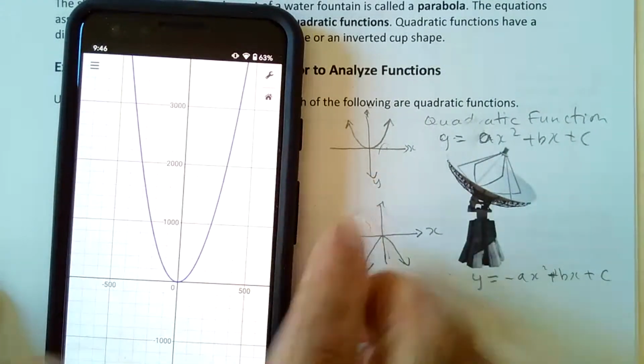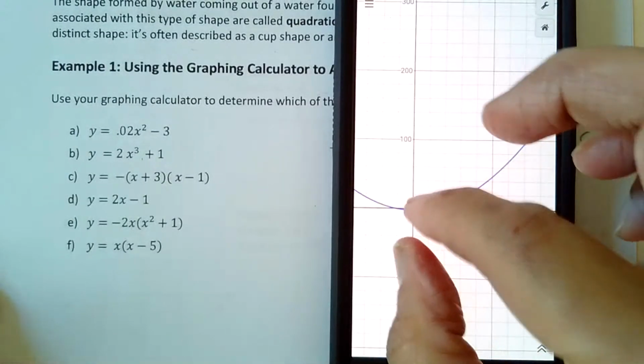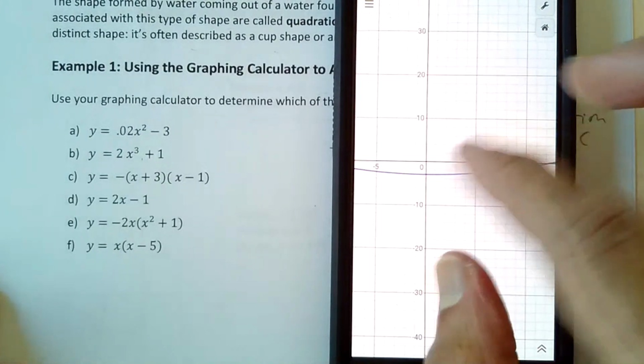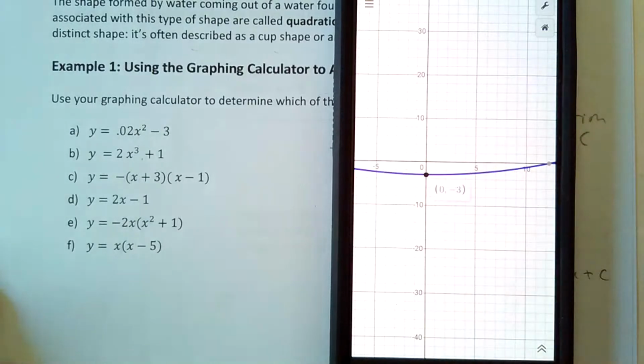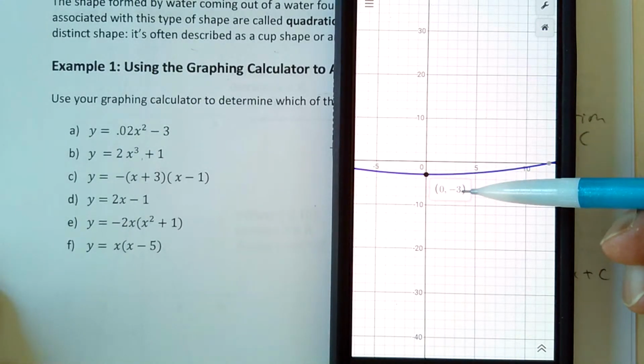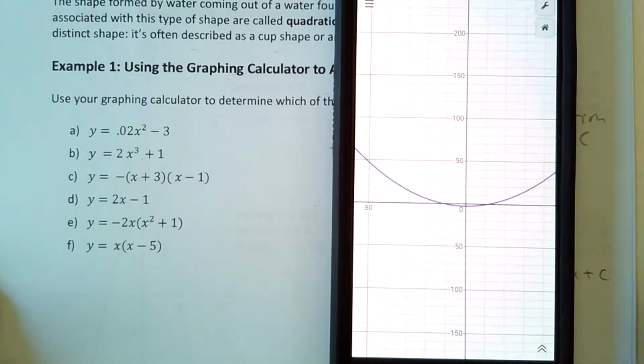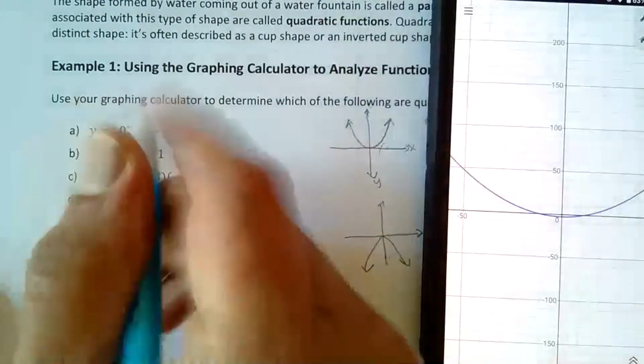So this is a quadratic. Notice this graph actually almost goes through the origin, but it's not. We learn about that. This is the vertex. So it crosses the y-axis at -3. So it's your vertex. So we can say safely that the first one is a quadratic.